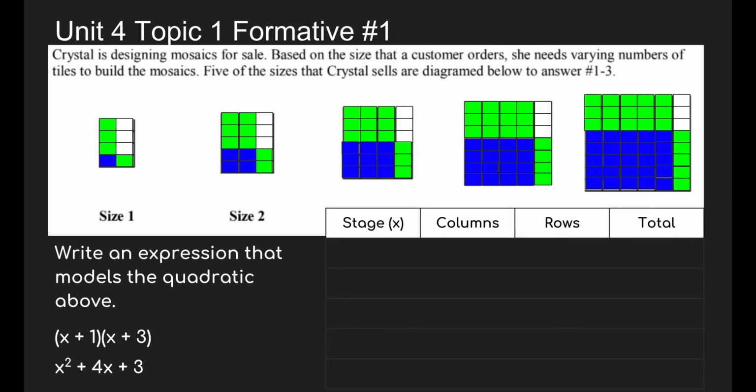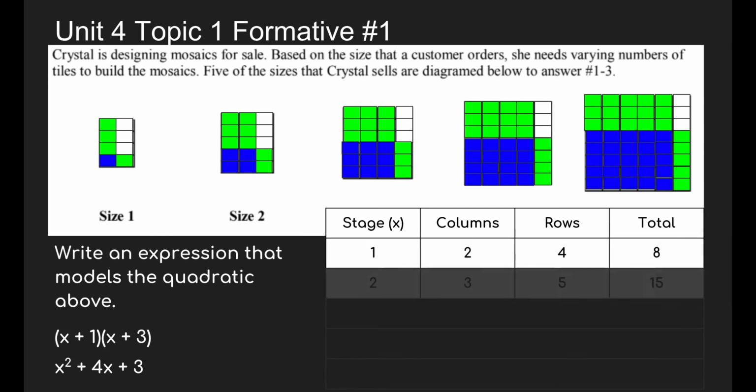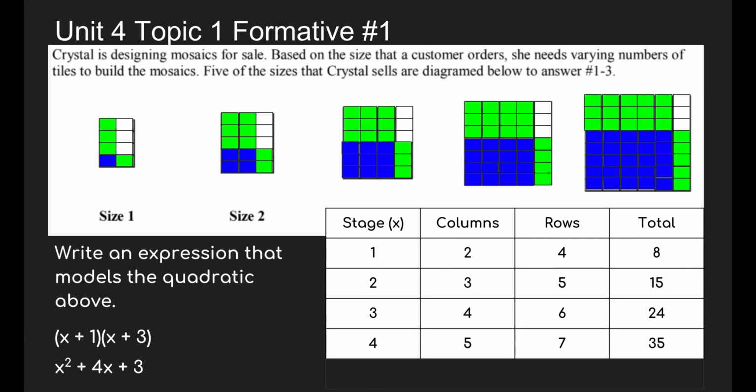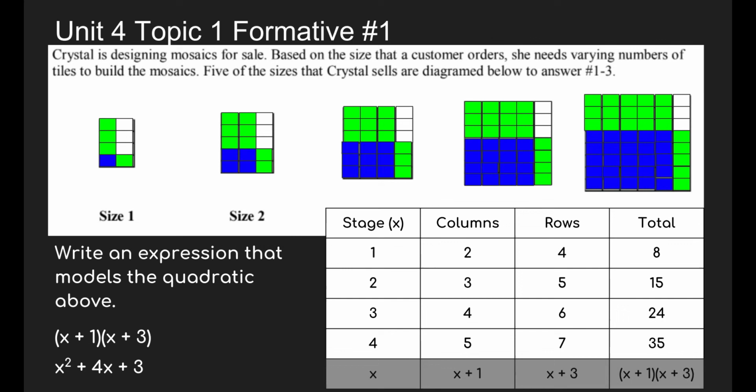Where they have the stage, the columns, the rows, and the total. And they're going to go ahead and start writing out their table and filling it in. And if they're really proficient with that table, they may notice that they can describe the columns as x plus 1 and x plus 3, and that's their total. And so writing out that table isn't wrong, but it's going to take some time.